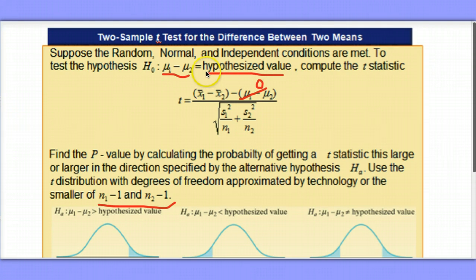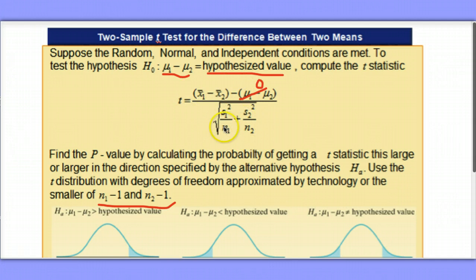For example, maybe I think that not only do males have a mean height that is greater than the mean height for females, I might think it's a 5-inch difference, and so my hypothesized value here might be 5, for example. Notice the test statistic is not too difficult here.